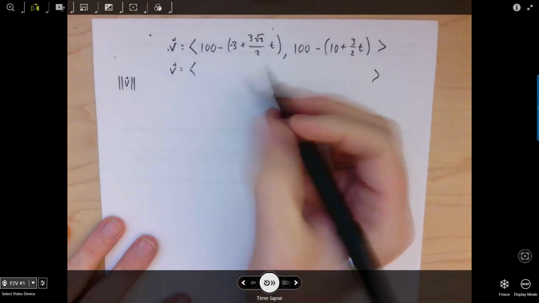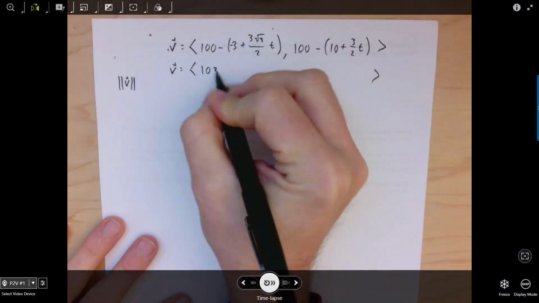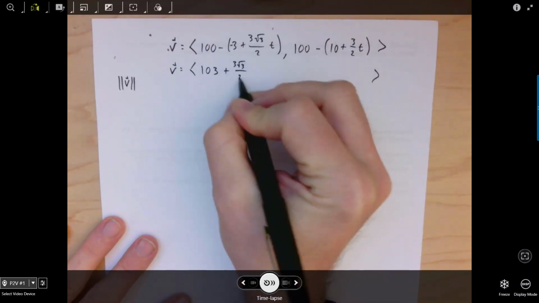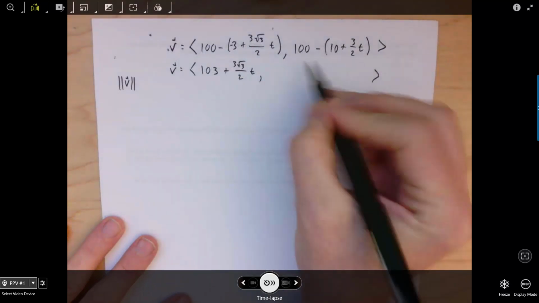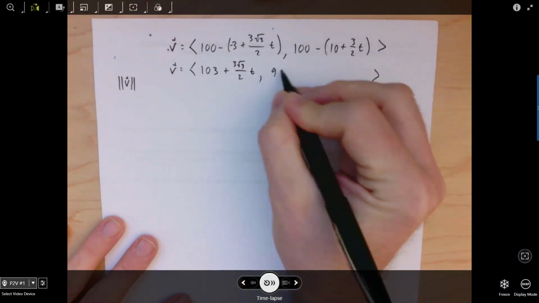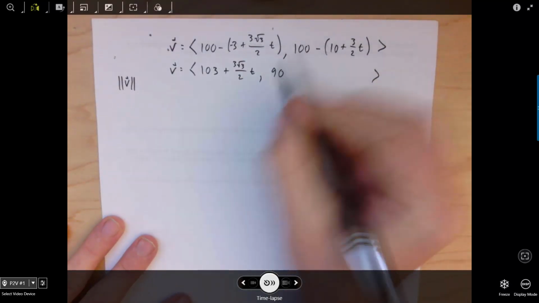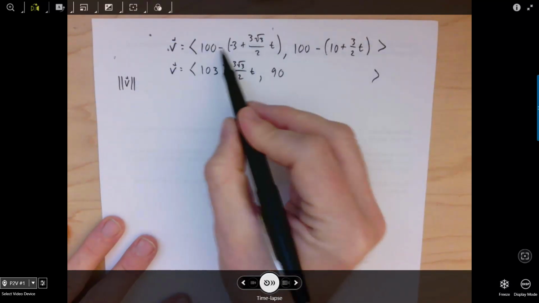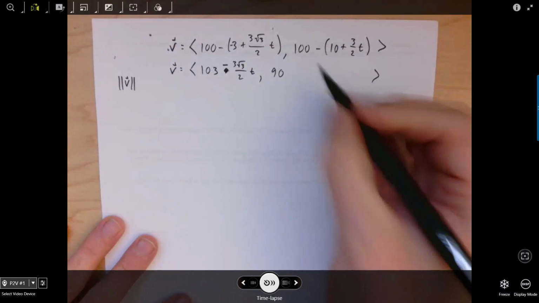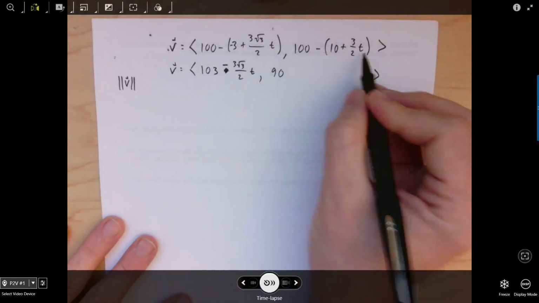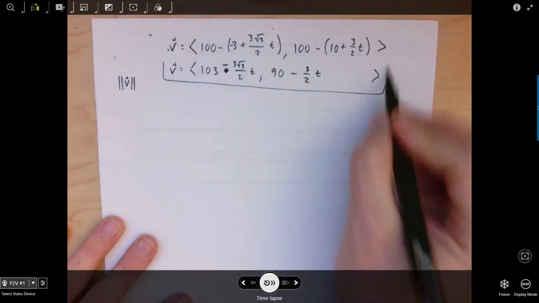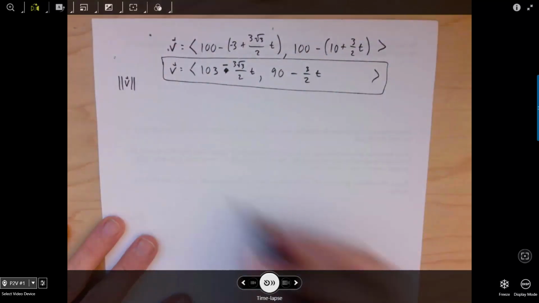So 100 minus 3 is 103 plus 3 root 3 over 2t. And then here I've got 100 minus 10, so that's 90. And then, ooh, did I make a mistake here? So this should be a minus sign, because I'm subtracting that amount. Okay, so then minus 3 halves t. Okay, so this is the simplified version of the V vector.